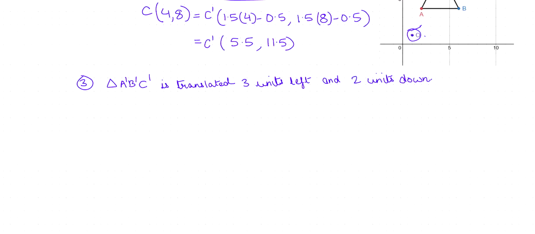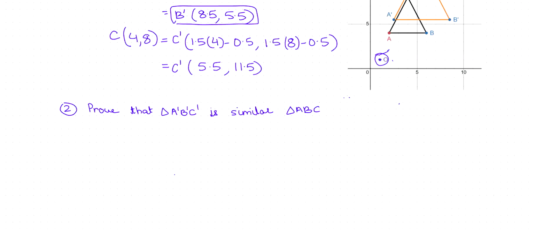So in the third part, it is required that the triangle is translated 3 units left and 2 units down. So please write an algebraic statement for this. 3 units left means x minus 3 and 2 units down is y minus 2. Now let's get A double dash, B double dash and C double dash.